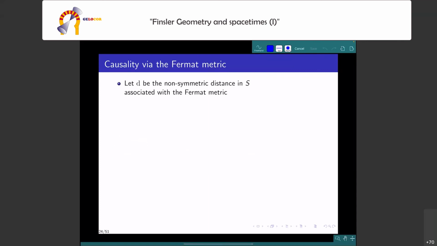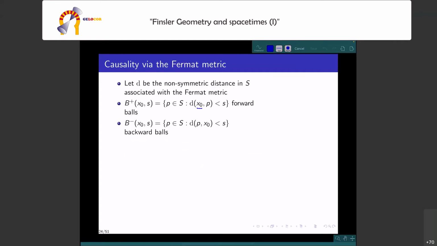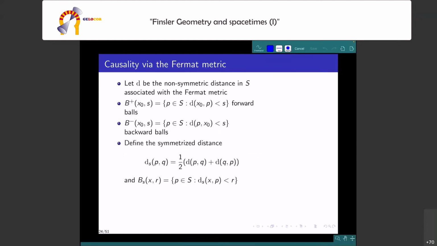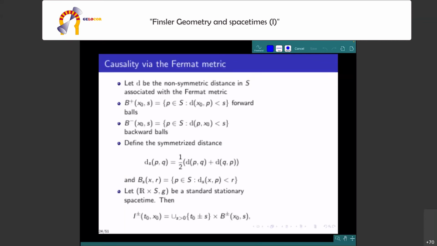Let us be more precise. We denote by d the non-symmetric distance in S associated with the Fermat metric, and then you can define the forward ball and the backward ball. The difference is whether you put x in the first place or in the second place. You can also define the symmetrized distance, obtained using d(p,q) plus d(q,p). And it turns out that you can express the chronological future and past of the stationary spacetime in terms of these balls.